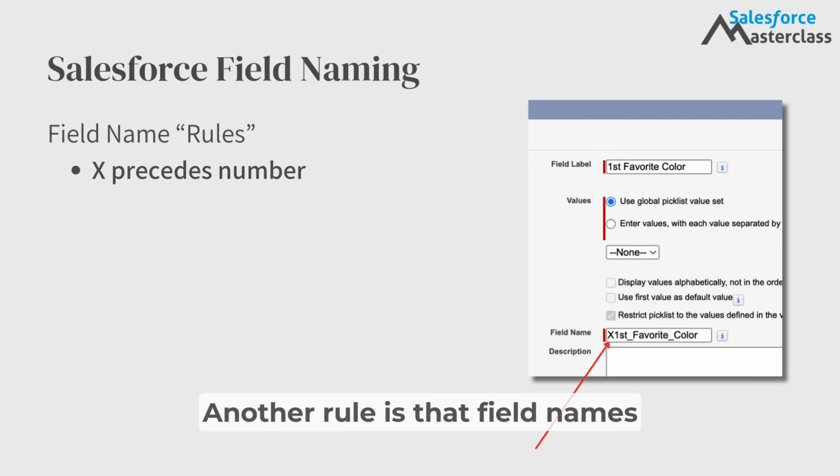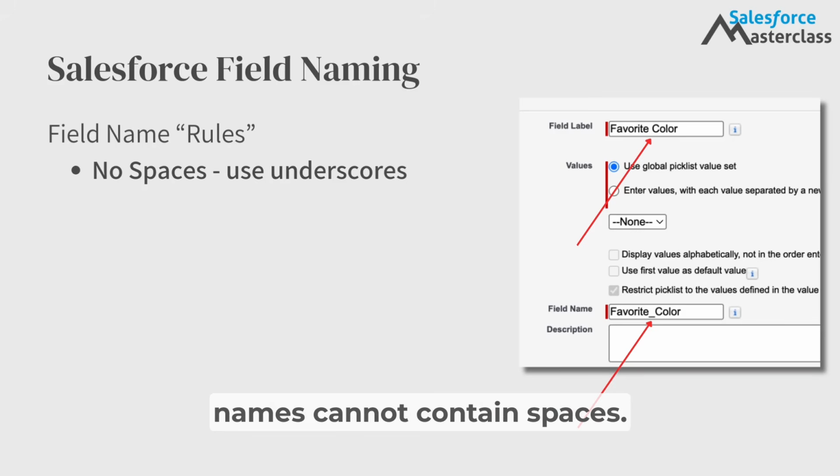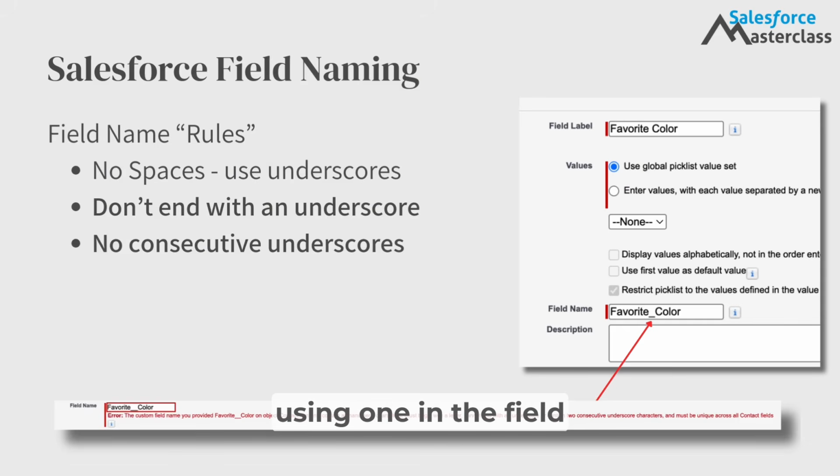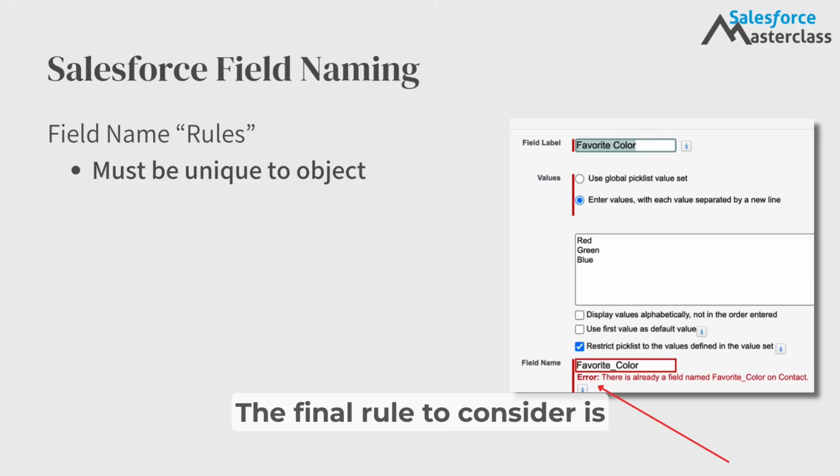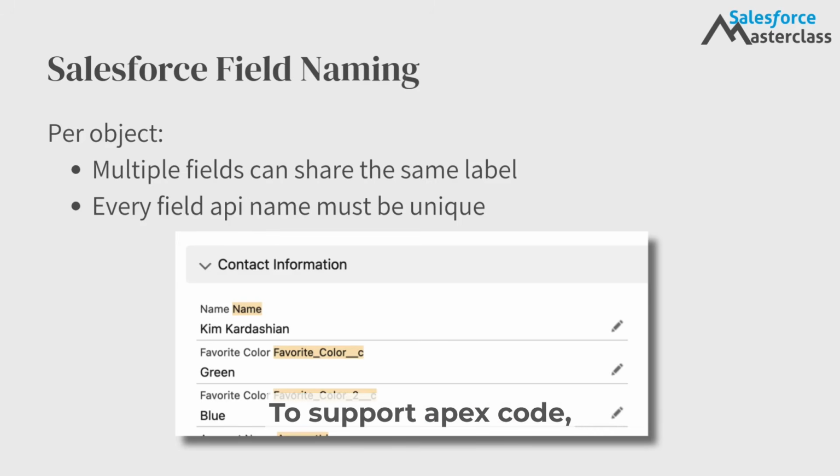Another rule is that field names cannot begin with a number, so Salesforce inserts an X into the beginning of the field name. The next rule is that field names cannot contain spaces. Salesforce replaces these spaces with underscores. Speaking of underscores, using one in the field name is fine, but not at the end of the field name. Two or more underscores in a field name is also fine, but they can't be consecutive. The final rule to consider is that all field names on an object must be unique. Why? To support Apex code, merge fields, integrations, and other functionality that relies on uniqueness.